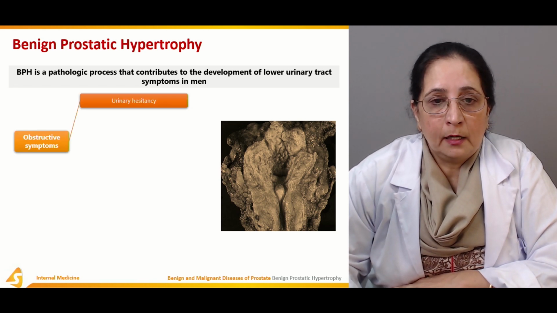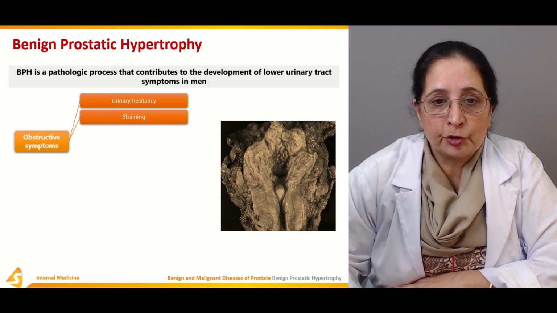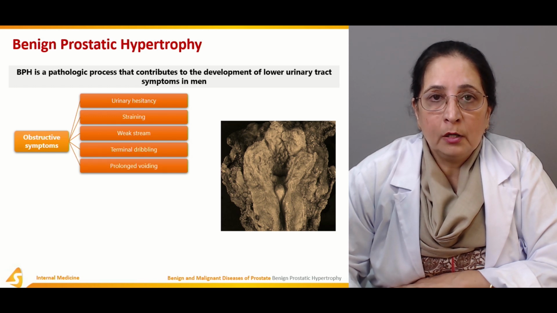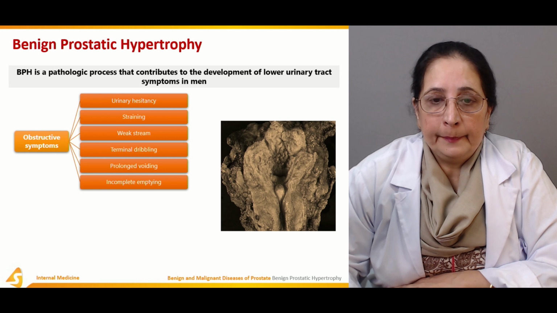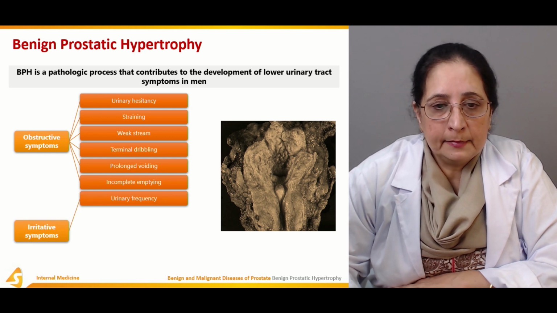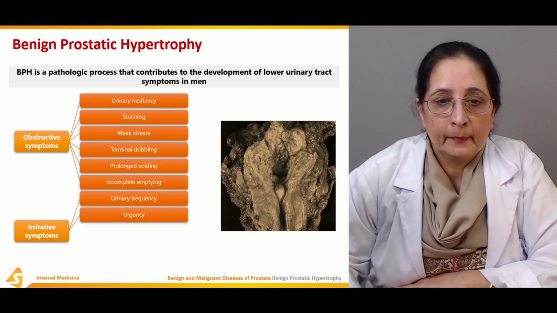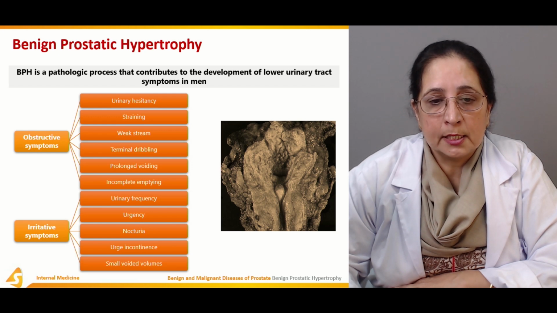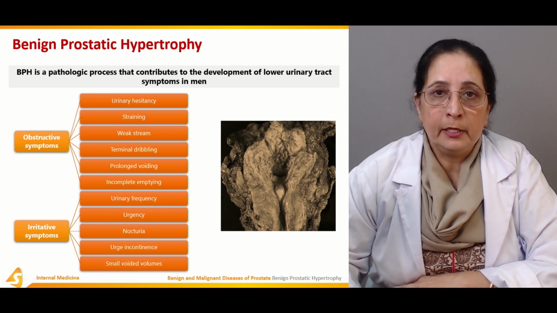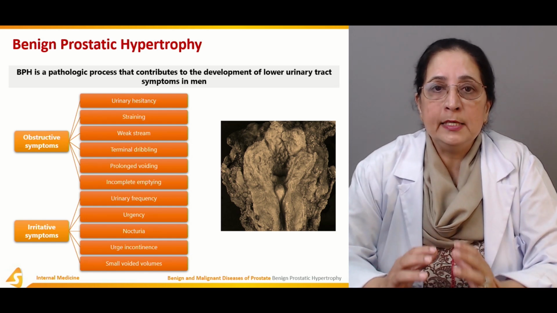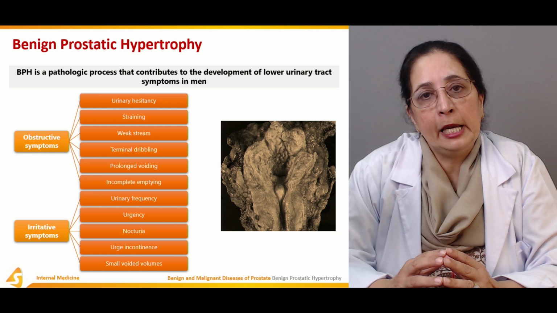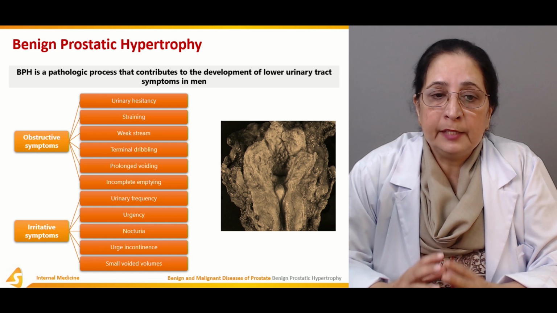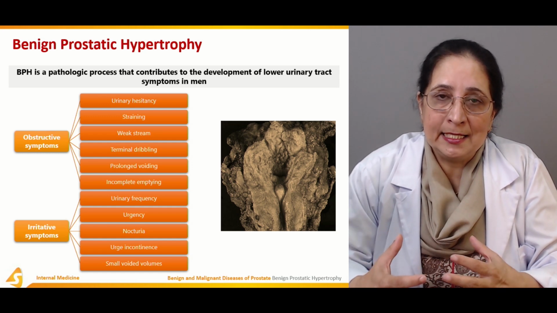Obstructive symptoms are like urinary hesitancy, straining, weak stream, terminal dribbling, prolonged voiding, incomplete emptying. Irritative symptoms are urinary frequency, urgency, nocturia, and urge incontinence, small voided volumes. All these are very, very common symptoms associated with BPH, can be due to obstruction and can be due to irritation.